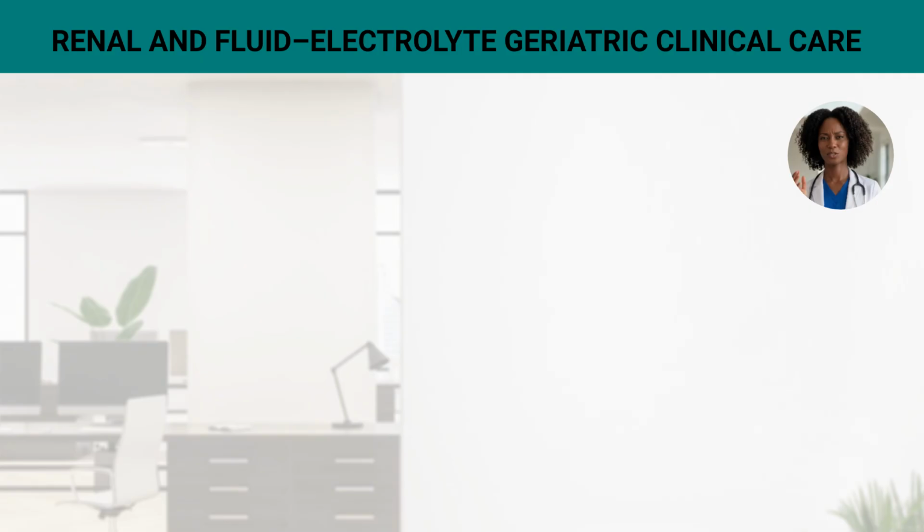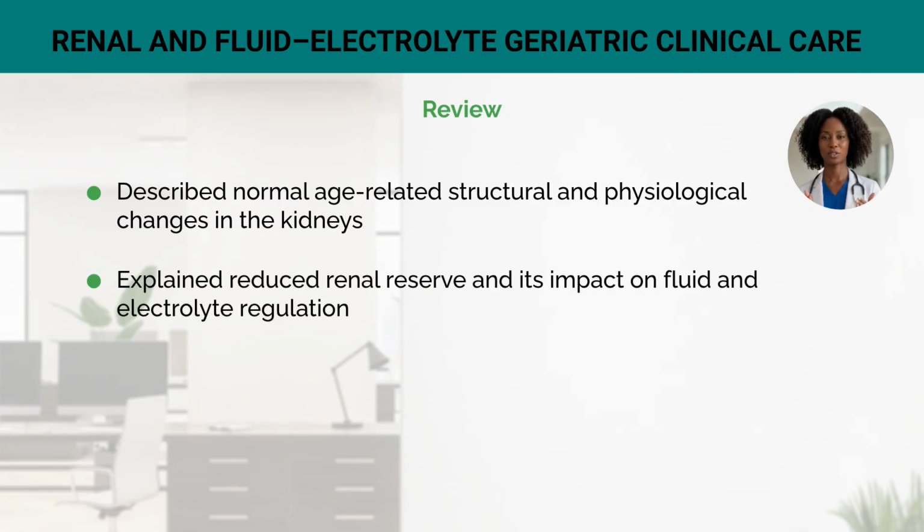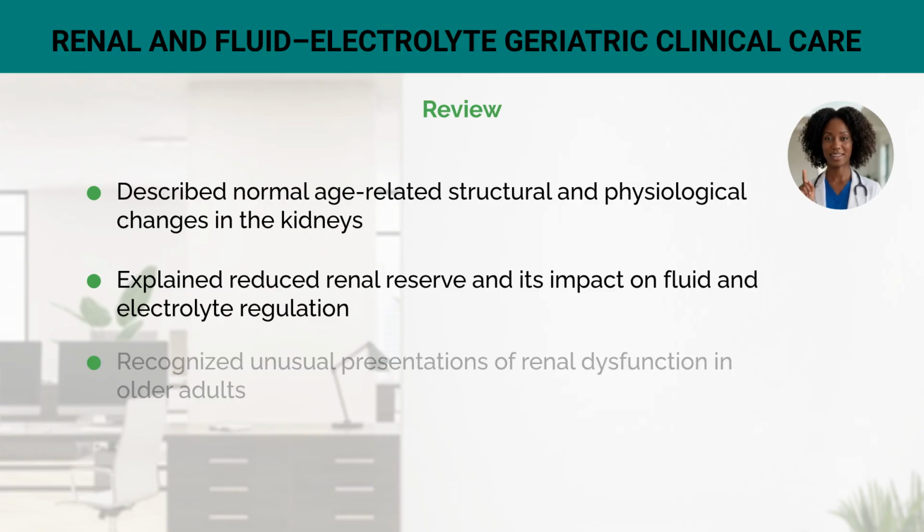Before that, let's quickly recall what we learned in the last video. In the last video, we described normal age-related structural and physiological changes in the kidneys, explained reduced renal reserve and its impact on fluid and electrolyte regulation, and we recognized unusual presentations of renal dysfunction in older adults.